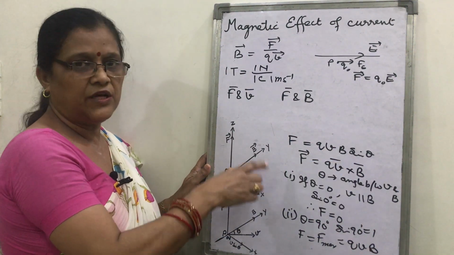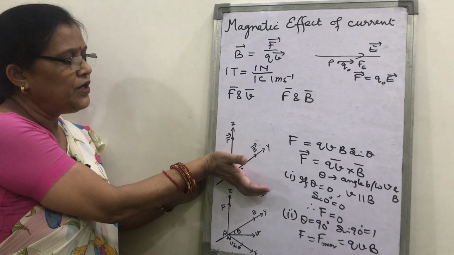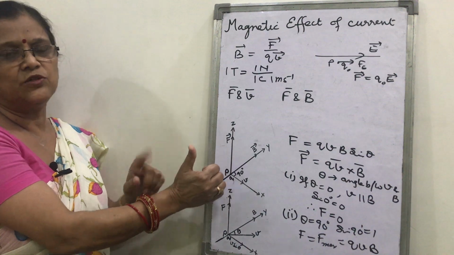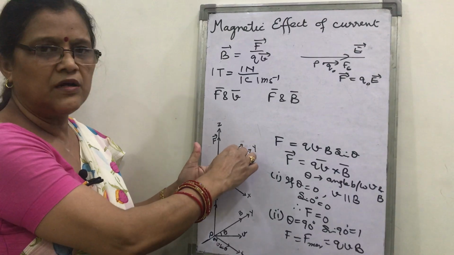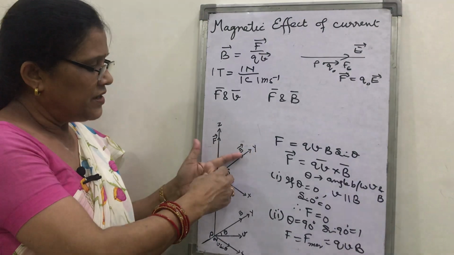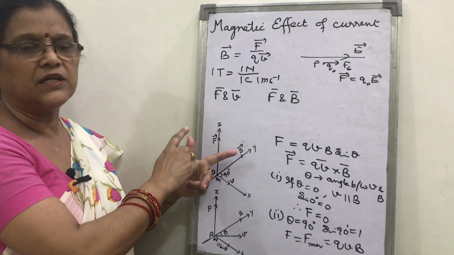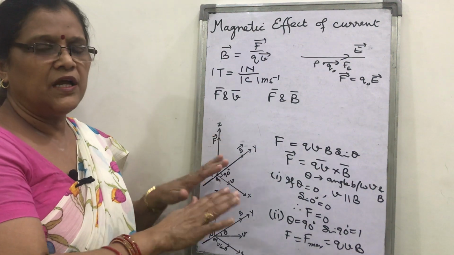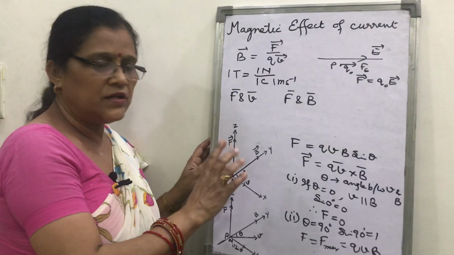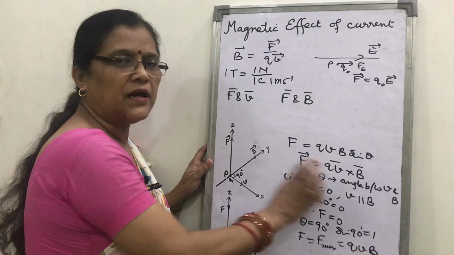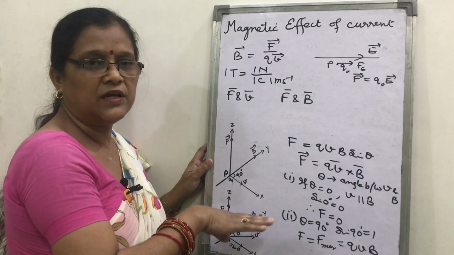Its direction is given by the thumb rule: curl the fingers from V towards B, and the thumb gives the direction of the Lorentz force. Also by Fleming's left hand rule: the forefinger is the magnetic field, the middle finger is the direction of velocity of the positive charged particle, and the thumb is the direction of force. So we have seen that the force does not act when V and B are parallel, and for the rest of the cases the force acts, but acts perpendicularly.